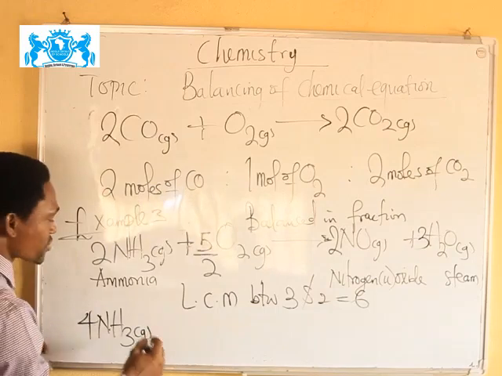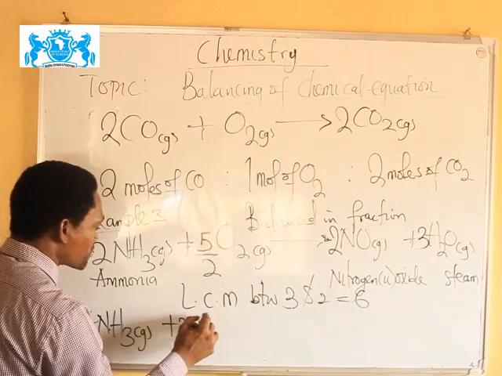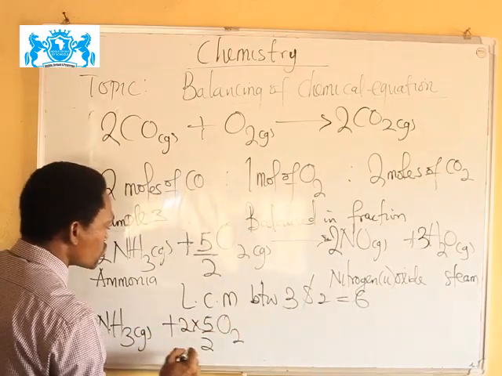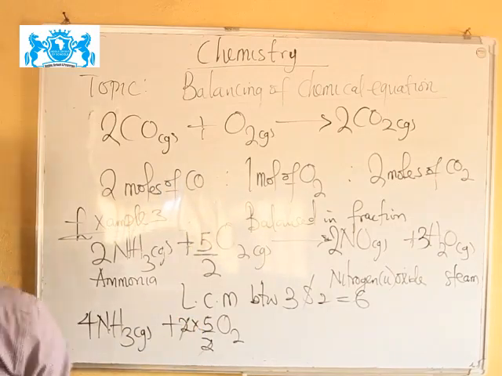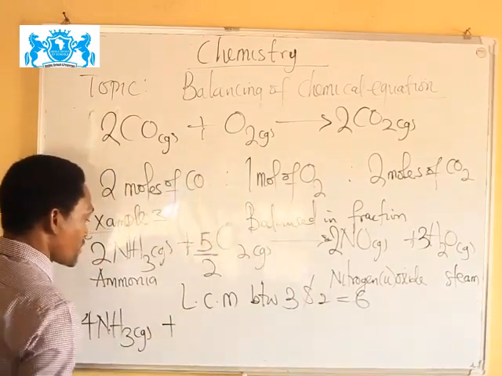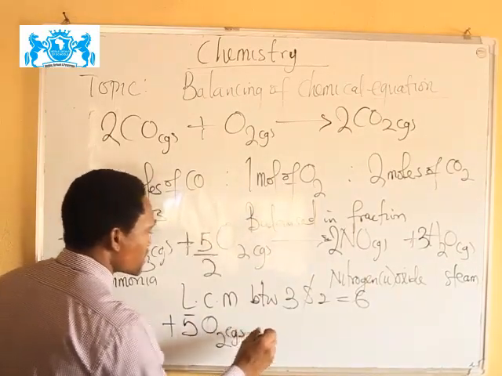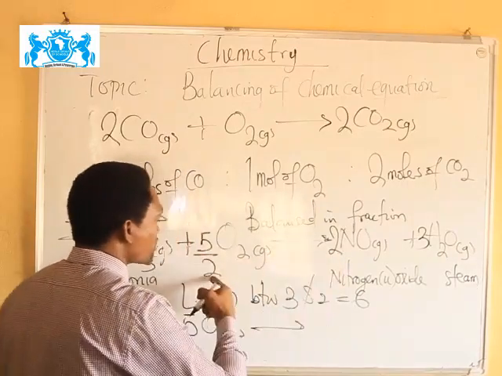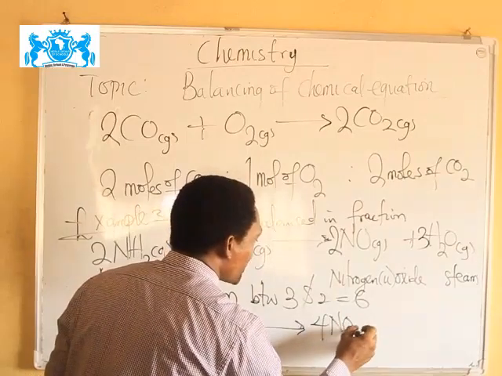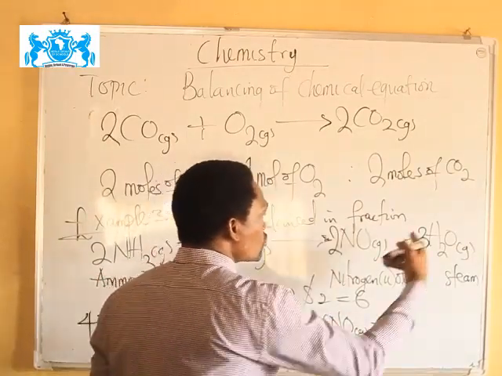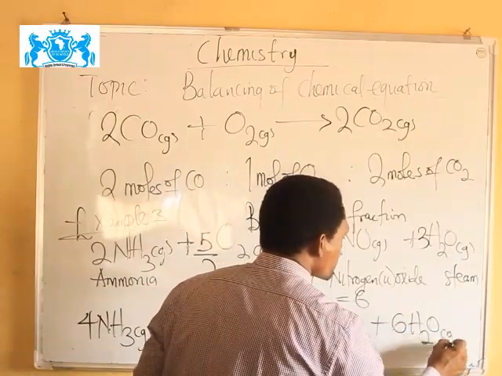4NH3. This is how you see it in most textbooks. And this 2, if you multiply 2 times 5 over 2 O2, this 2 will cancel this 2. So what are you left with? You are left now with just 5 oxygen. So 5 moles of oxygen will be left here, O2, as gas. Then over here, 2 times 2 also gives us 4NO as gas. And then 2 multiply 3, that gives us 6H2O as steam.